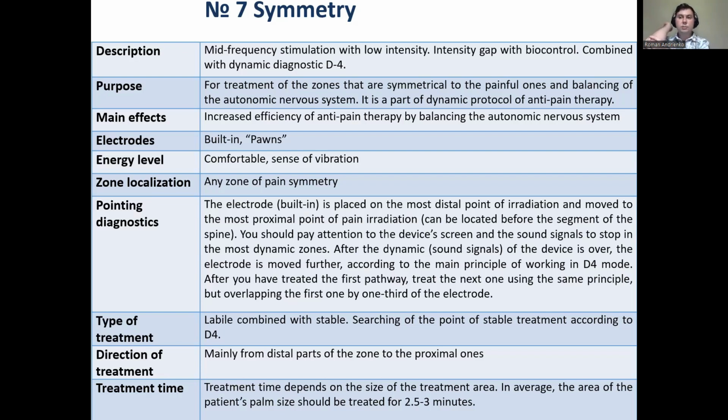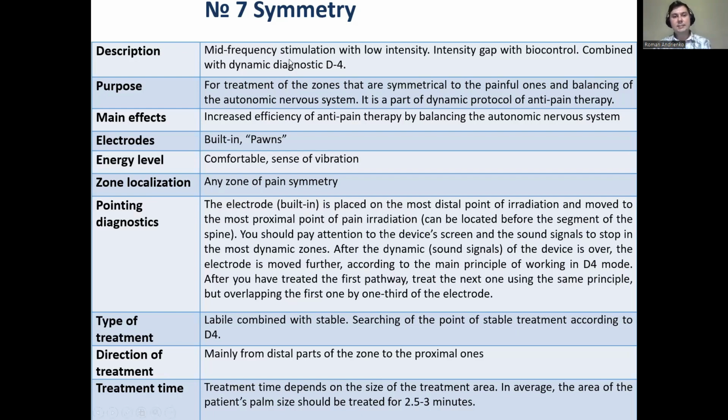You still spend 70% of your time on the ill joint, but yet you need to spend around 20 to 30% of your time on the healthy one in order to get positive and correct feedback from the patient's body. And this is when we have symmetry.